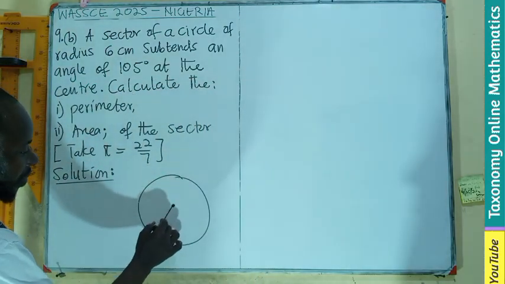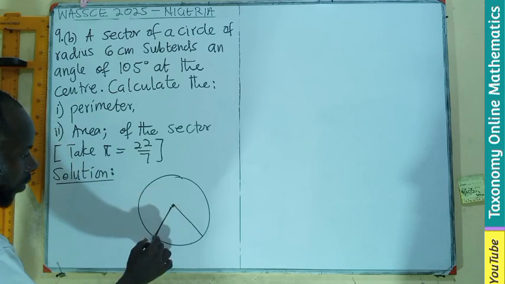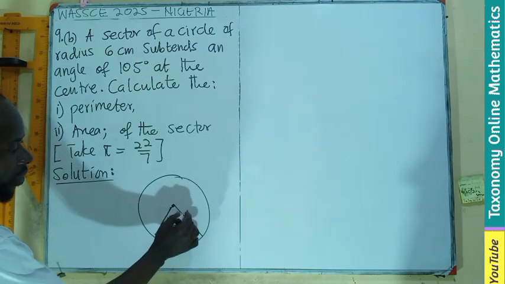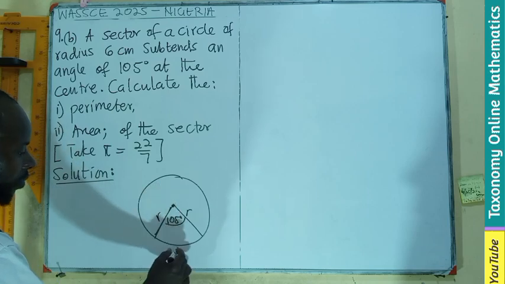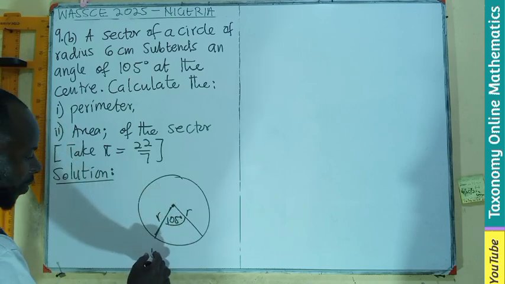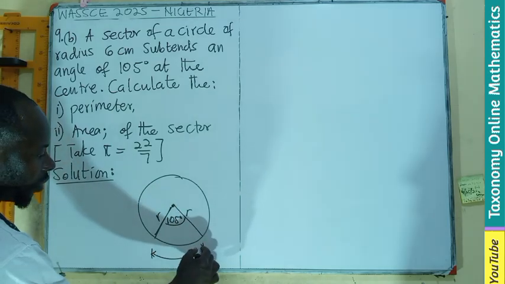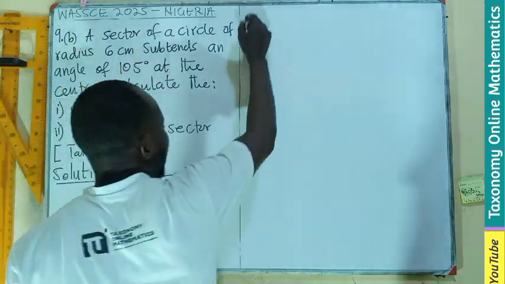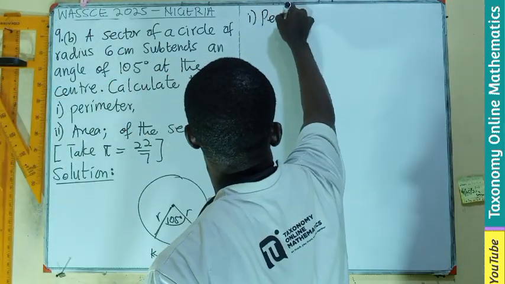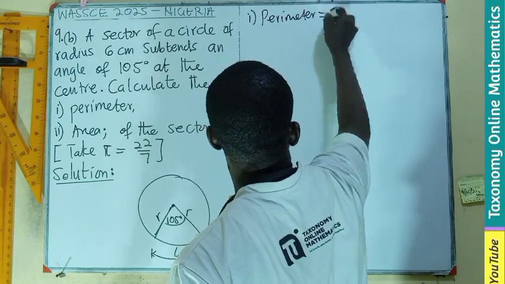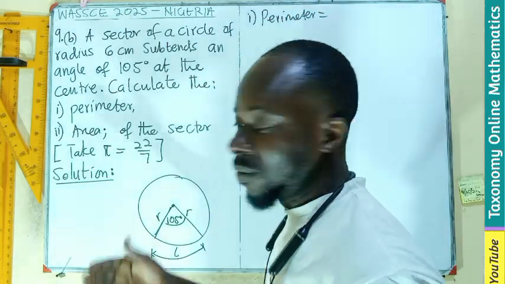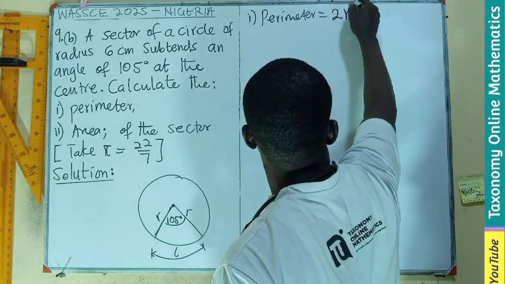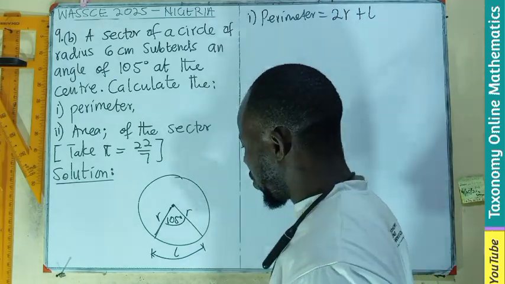So if a sector is in this form, the angle at the center is 105. We know this is going to be the radius, and from here to here is going to be the length of this arc. So if I'm asked to find the perimeter, remember perimeter is the distance around a field. So I'm adding the radius plus radius, making 2 radius, plus the length of the arc.